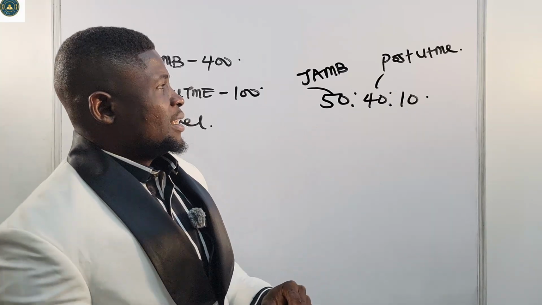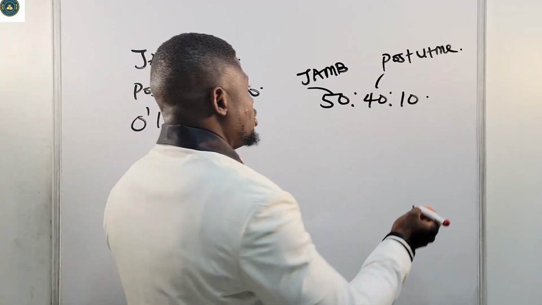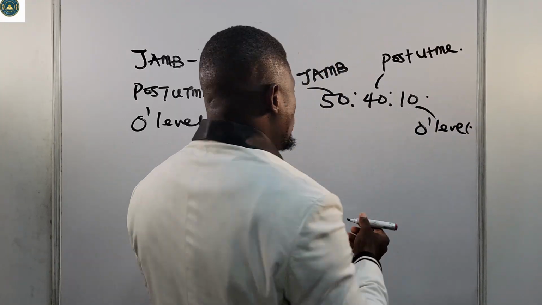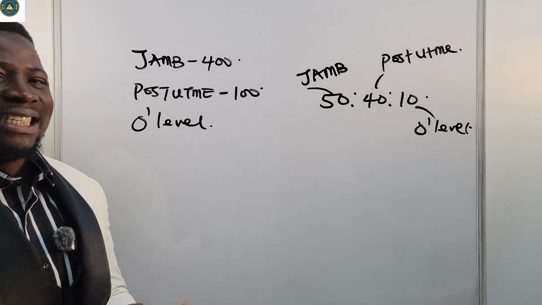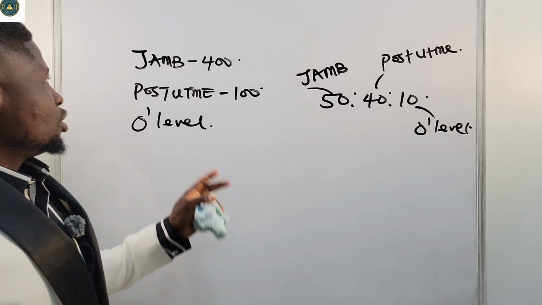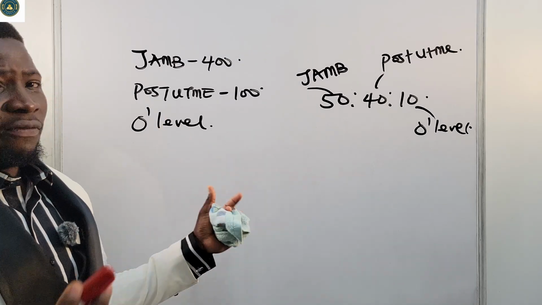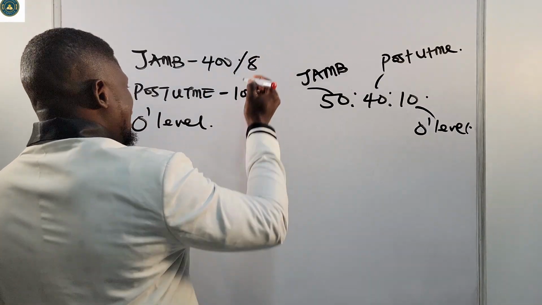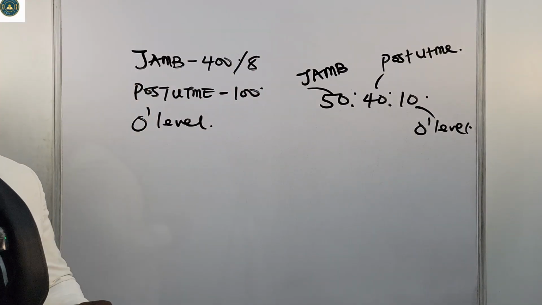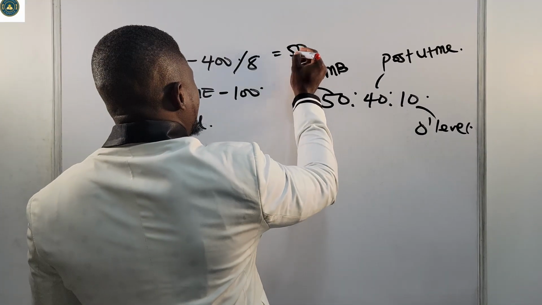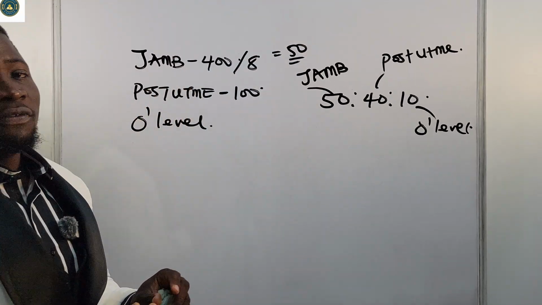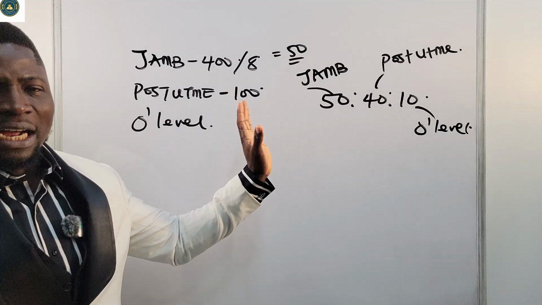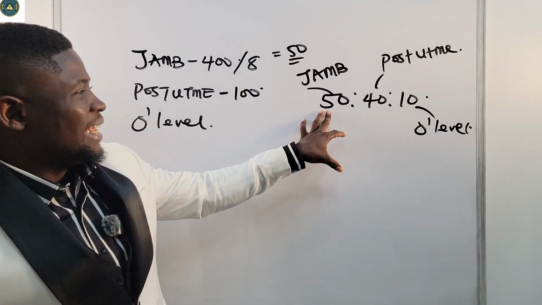So that is 40% for Post-UTME, and the other 10% is for your O-level. This is how OAU calculates its aggregate. You know that your JAMB exam is over 400. So what do you do to the JAMB? You divide the total JAMB by 8. If you divide it by 8, you are going to get 50, because 8 times 50 is 400. So that is the highest you can get for your JAMB aggregate: 50.